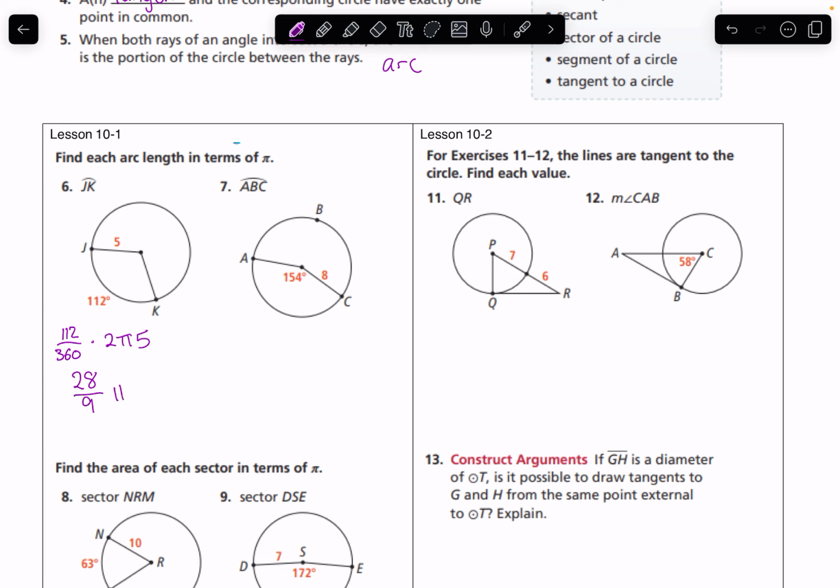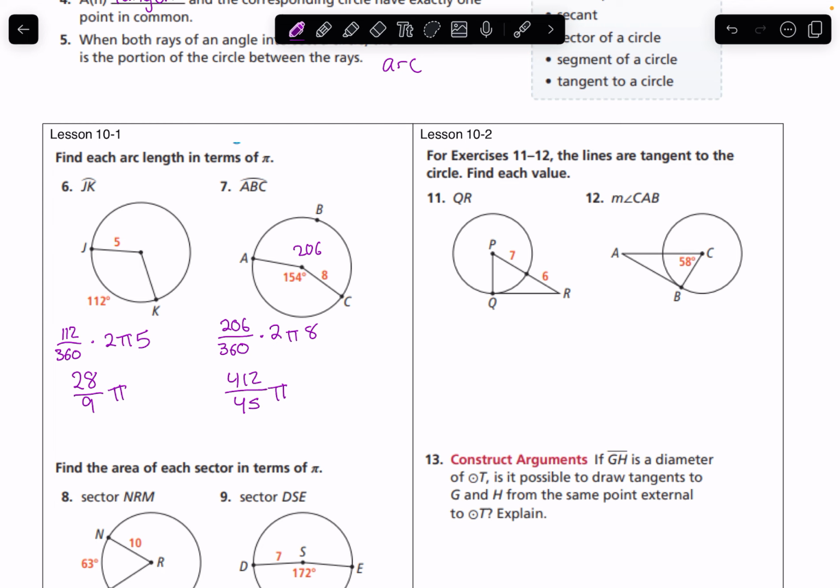Number 7, we've got arc ABC. That's the other one. So that's the major arc. So first we do 360 minus 154, and we get 206 degrees for the major arc. So 206 over 360 times 2 pi times the radius of 8. Just using my calculator here, it's going to be 412 over 45 pi.